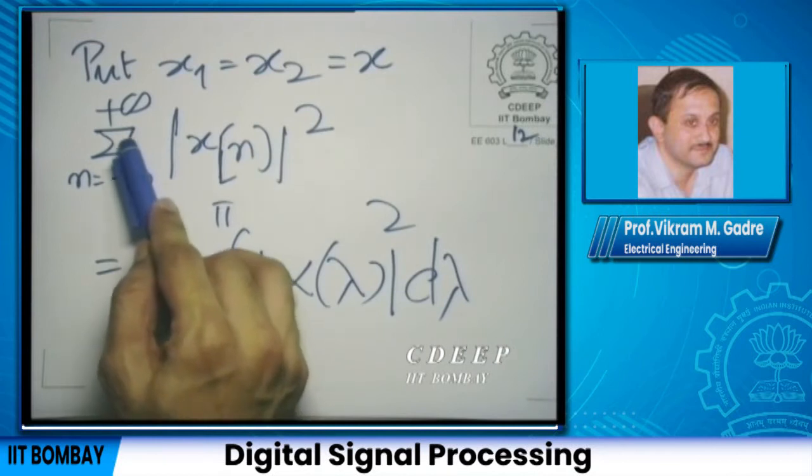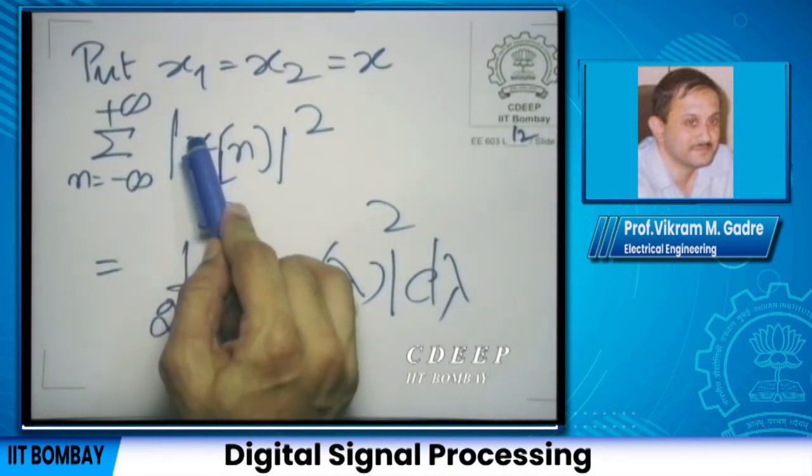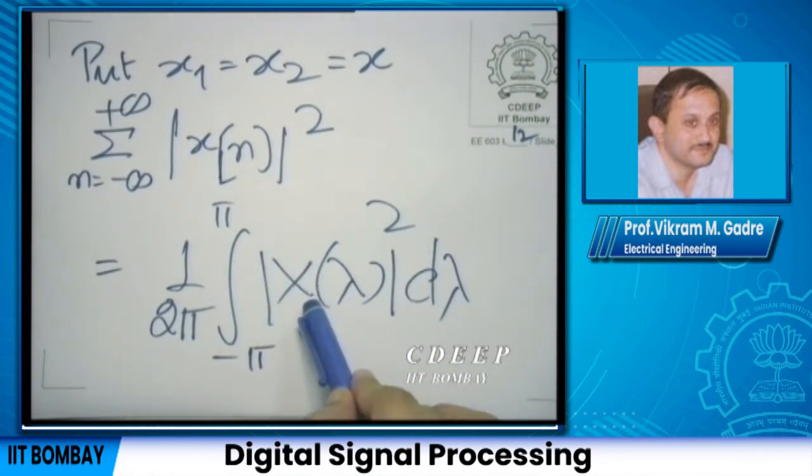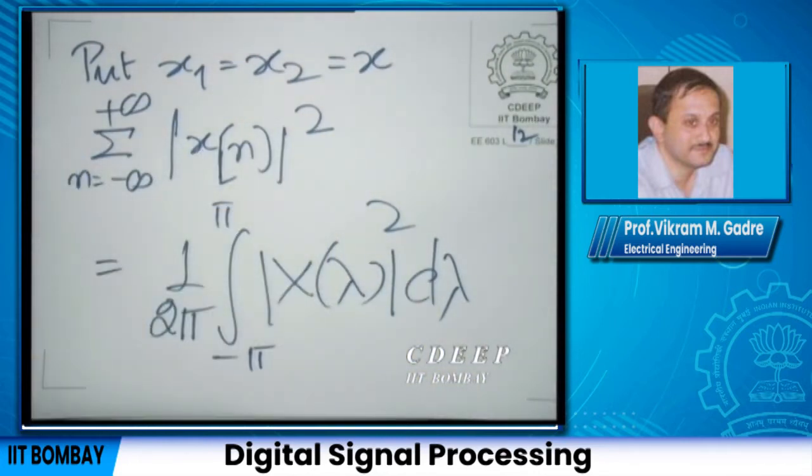So, this is the norm squared, mod xn squared summed over all n is the norm squared of the sequence, and that same norm squared can be calculated in the frequency domain. Of course, the physical interpretation is you have taken the dot product of the sequence with itself, so you are getting the magnitude squared. So, magnitude squared is like the norm squared. And of course, the same norm squared is calculable from the frequency domain.